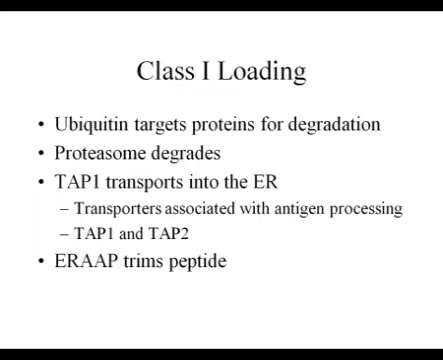Once it's degraded, then it gets transported by something called TAP. TAP transports it into the endoplasmic reticulum.